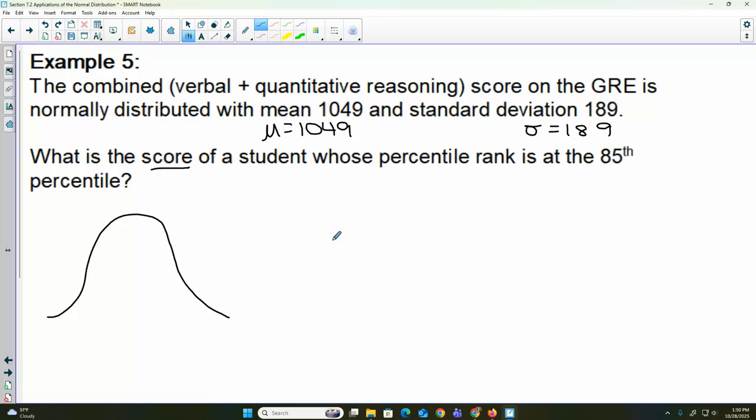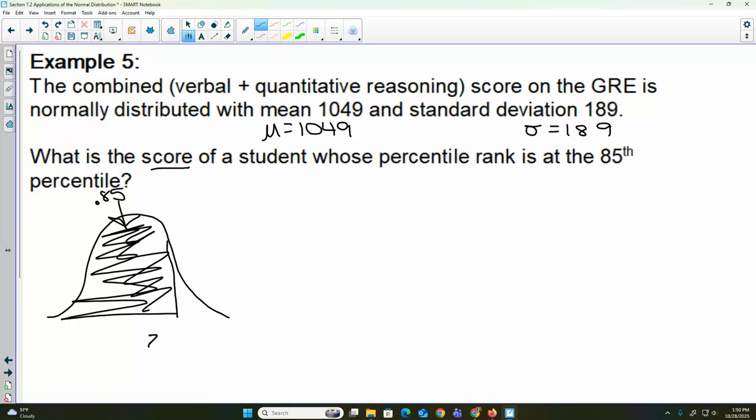If they're at the 85th percentile, it's been a while, but we've talked about percentiles. What does that mean? So it's saying 85% of the scores are less than or equal to theirs. So this probability is 0.85. Can you find the z so that 85% is less than or equal to that?